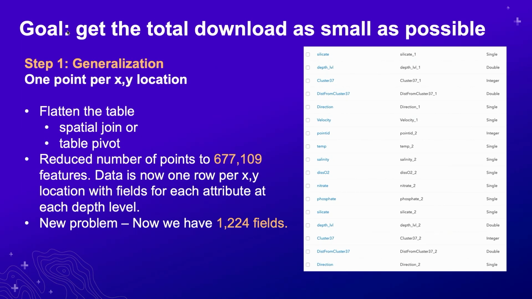And just by doing that alone, we reduced the number of points all the way from 52 million down to just over 600,000. So already a huge improvement in the number of features that we're working with. But the interesting thing about that is it also introduces a new problem, and that's adding a ton of attribute fields. And we know that it's not just the geometry that will increase our download size, but it's the attributes that can also have a very significant impact on that. So we got all the way back up to 1,200 fields just in that process.